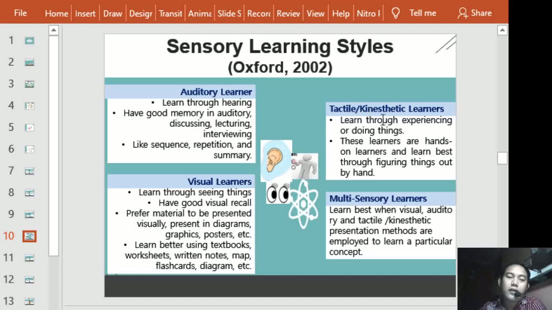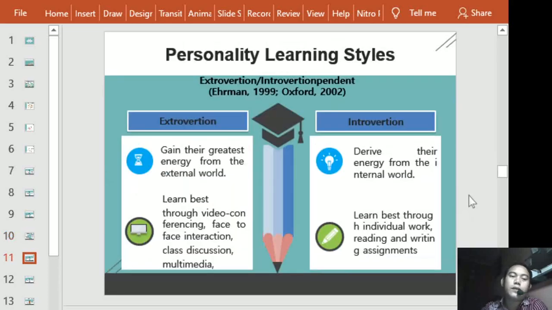While the tactile or kinesthetic learners learn through experiencing or doing things. These learners are hands-on learners and learn best through figuring things out by hand. The last one is multi-sensory learners. They learn best when visual, auditory, and tactile or kinesthetic presentation methods are employed to learn a particular concept.